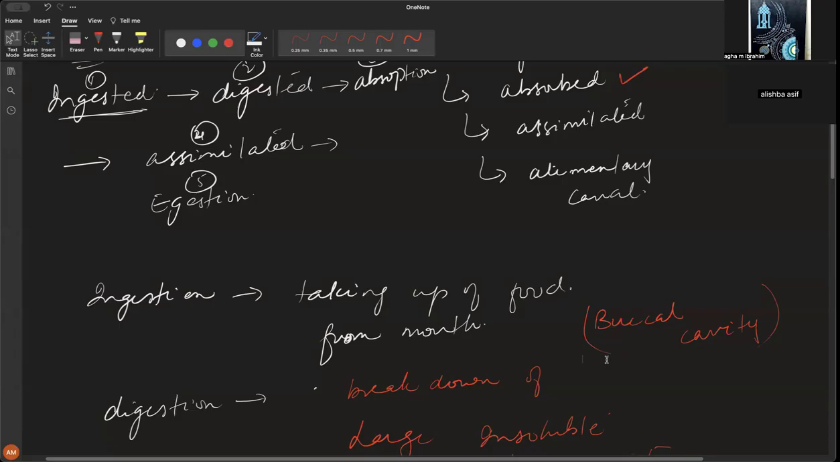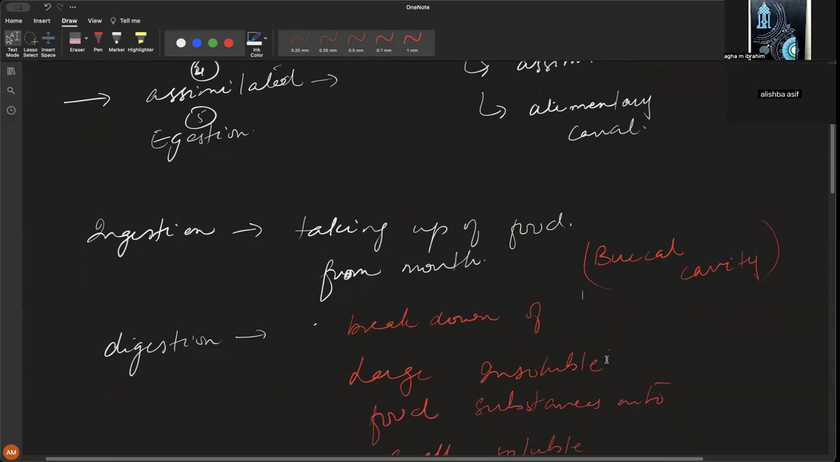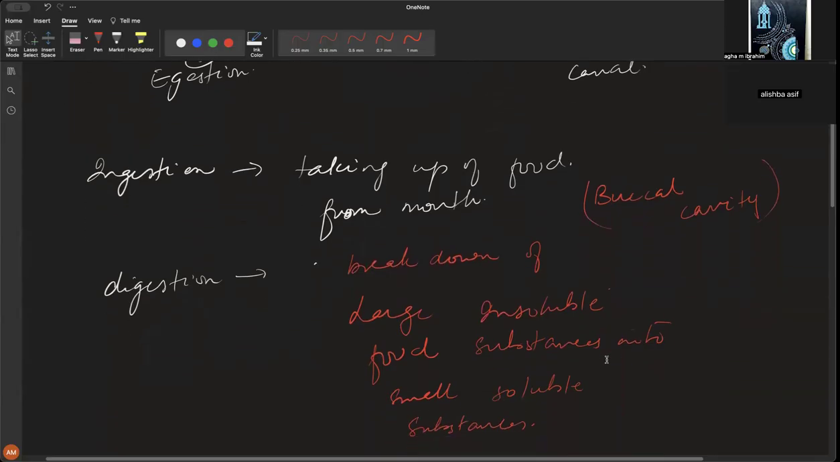A person takes food when you put the food in your mouth. This is called ingestion. Then, after the food has been placed in your mouth, it undergoes a process of digestion. This is where the digestion starts already. But we will understand what type of digestion takes place in the mouth and what type of digestion takes place generally in other parts of the alimentary canal.